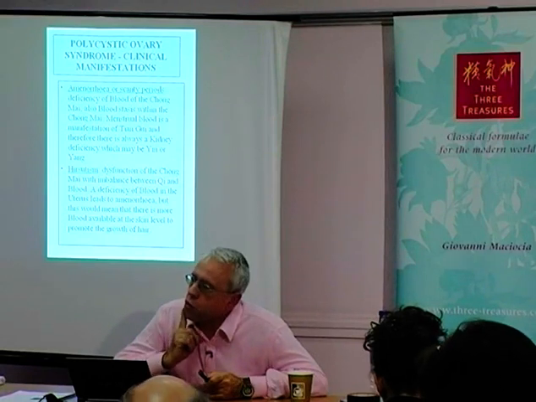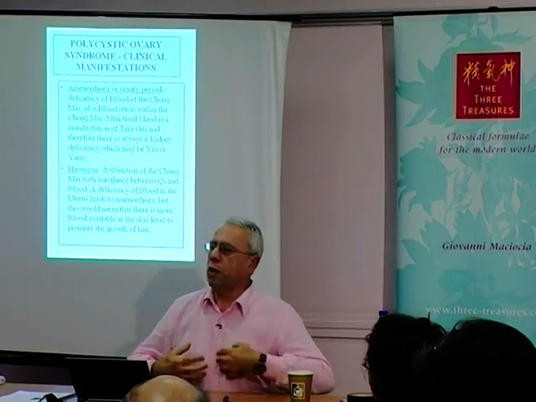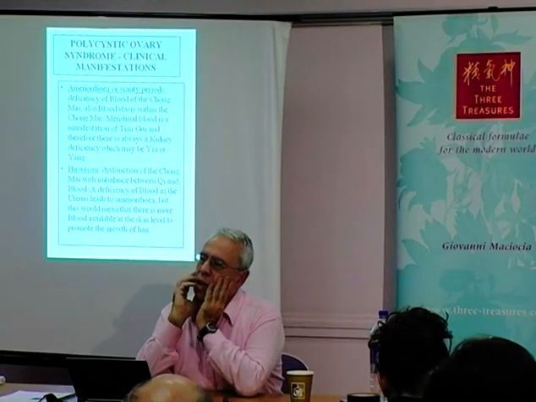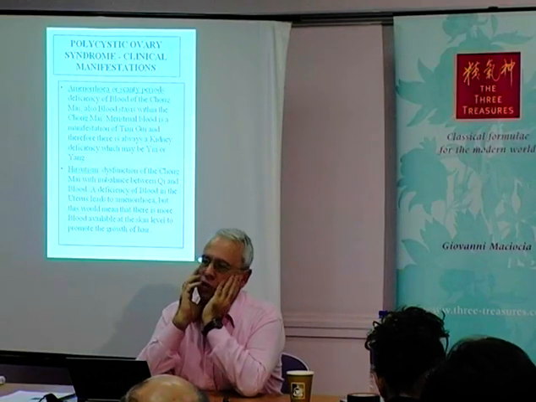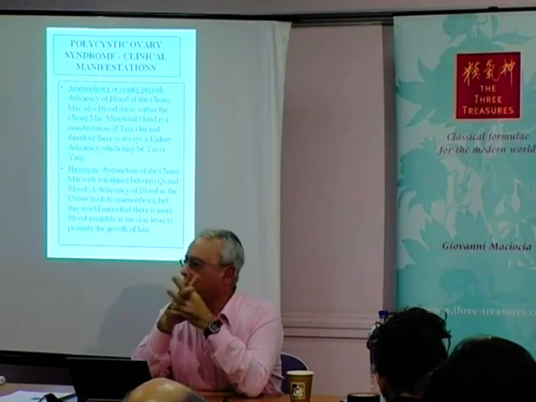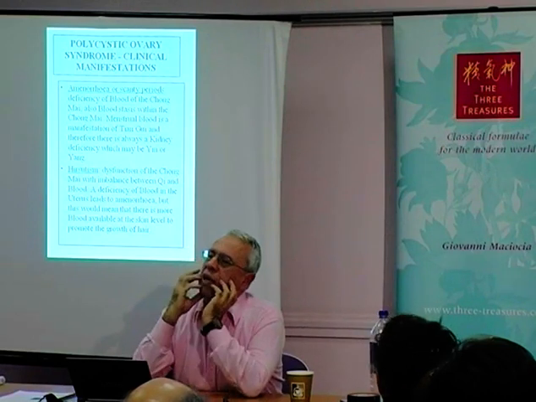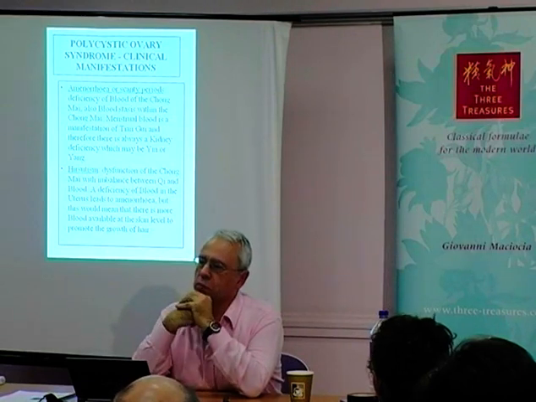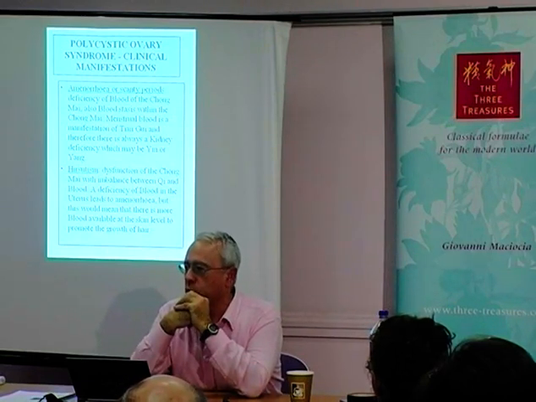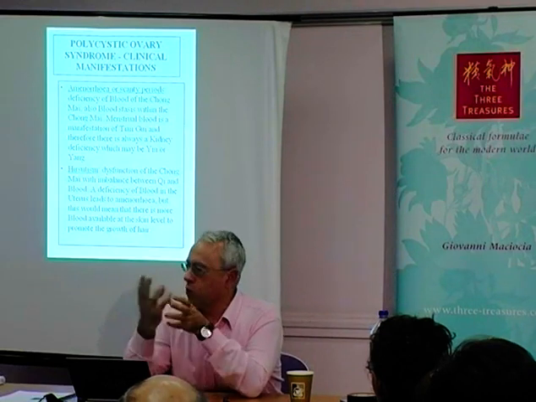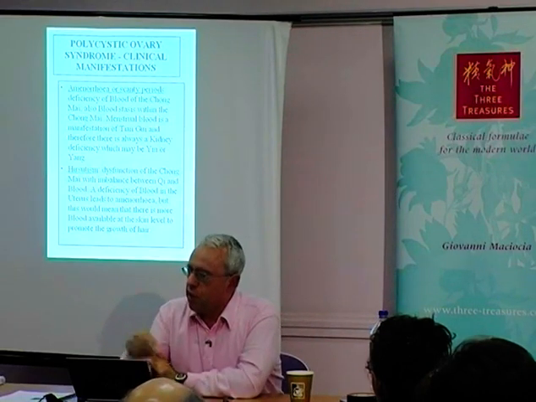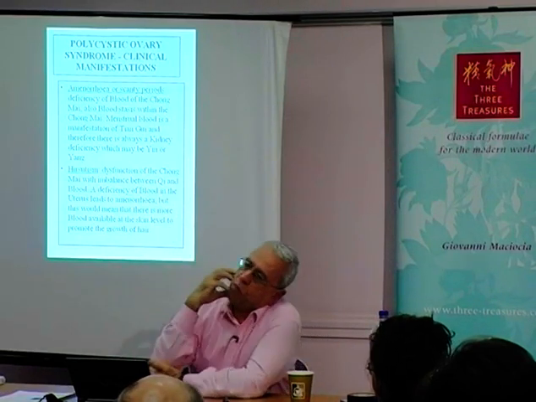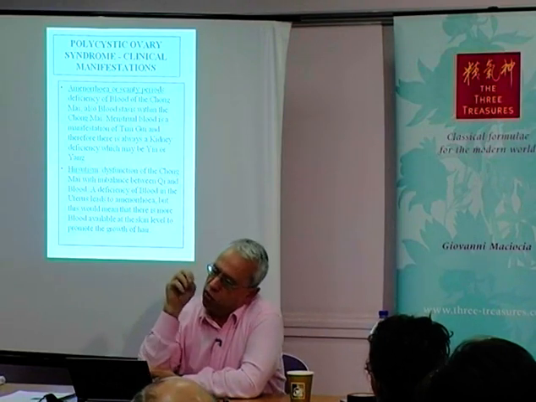And he says it's because of the Chong Mai. Because the Chong Mai goes from the uterus up to the face. And in men, the Chong Mai has more blood. The blood nourishes the growth of hair. In women, because they lose blood with the period, the Chong Mai has relatively less blood, which does not promote the growth of hair. Interestingly, after the menopause, you can have growth of hair because there's more blood in the Chong Mai. And also in this disease, in polycystic ovary, because there are scanty periods or amenorrhea, the Chong Mai has more blood, which nourishes the growth of hair.